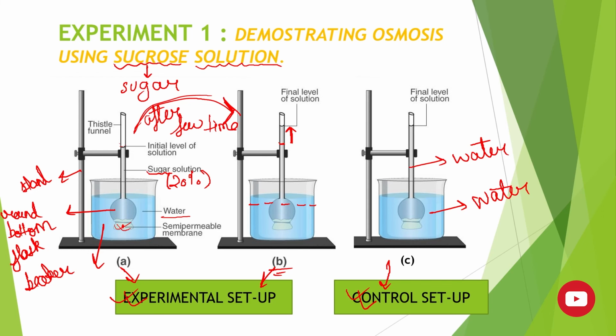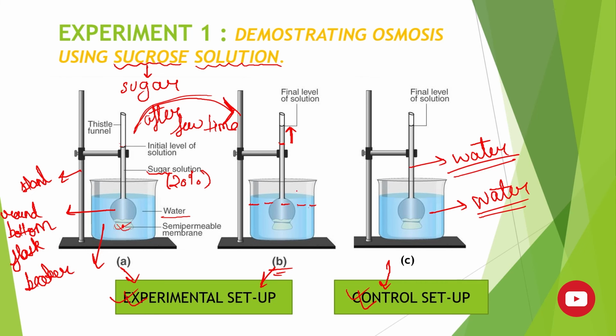When apparatus A is allowed to sit for some time, we will observe that the level of water in the beaker has fallen and the level of water in the thistle funnel has risen. Let us look into the control setup. To check the difference between both the setups, we have taken a control setup. In the control setup, we have not taken any sucrose solution. We have taken water, both inside the round bottom flask and in the beaker as well.